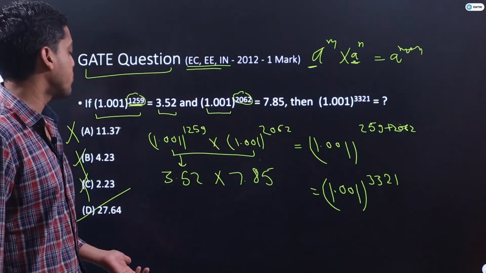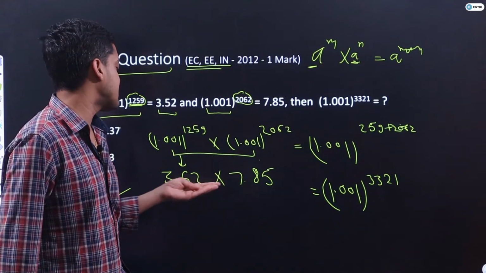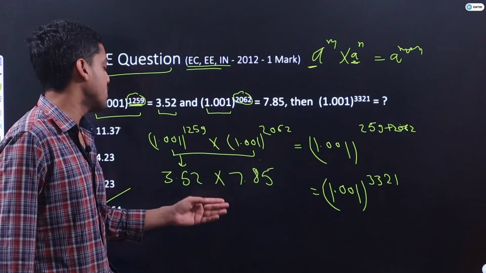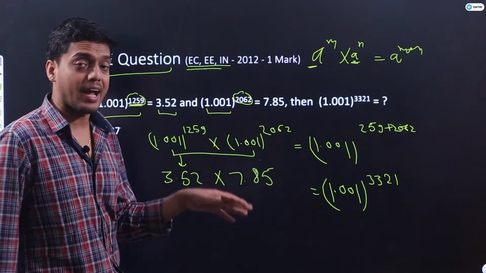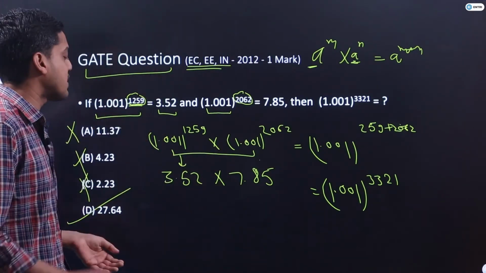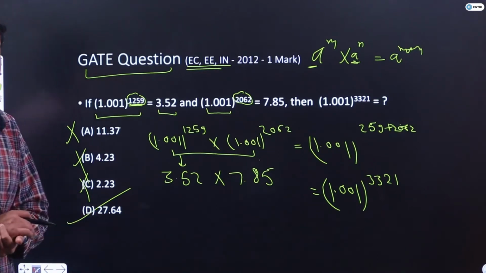What I have observed is this number is greater than 7, this number is greater than 3. If I multiply only 7 and 3 here, it means whatever the actual product we should get will be more than 21, and only one option is there. So that's why 27.64 will be the correct answer for this question.